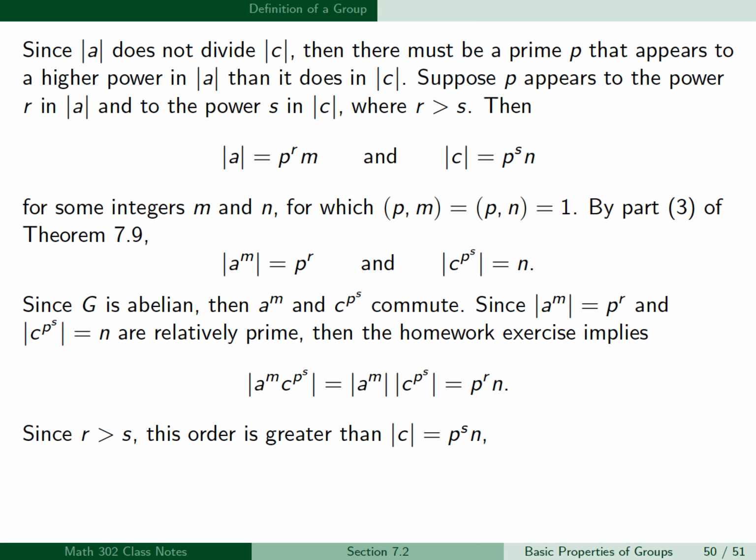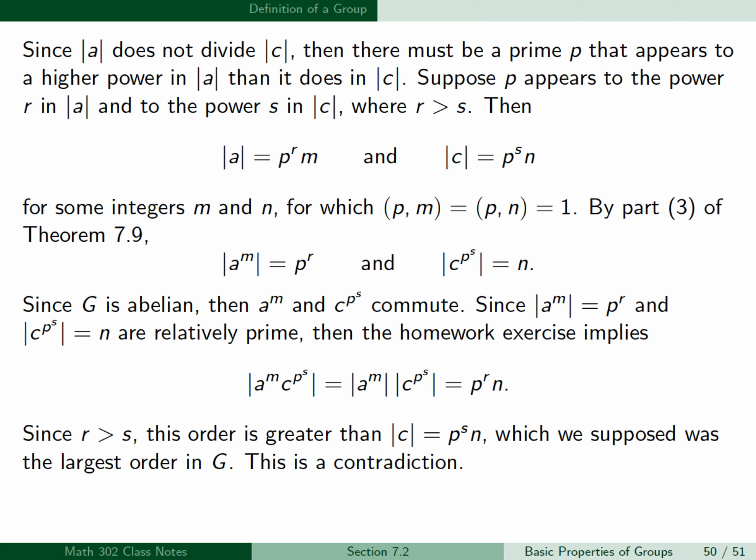Now, since R is greater than S, this order, P to the R times N, is greater than the order of C, which is P to the S times N, which we supposed was the largest order in G. And so this is a contradiction. We obtained an element in G which has a larger order than the element with largest order. And thus the corollary holds.